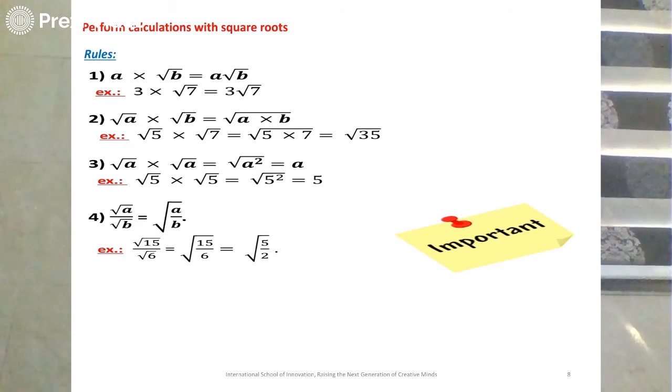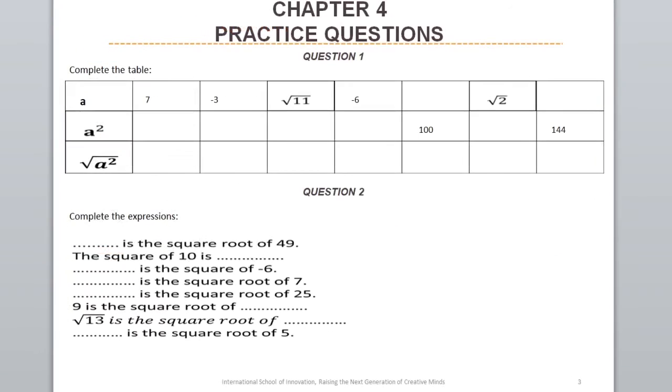Let's now start solving. By what? By exercises. So in question number 1 in your worksheet, complete the table. You have a squared and radical a squared. So we'll complete the table of this.